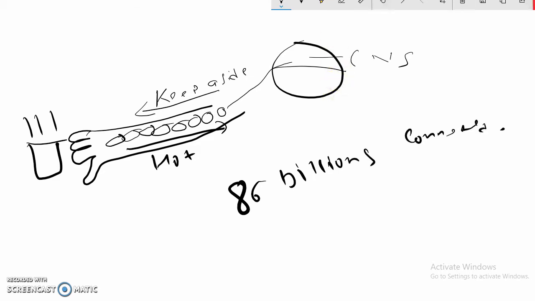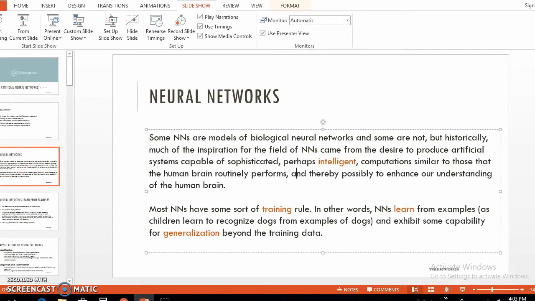So 86 billion nerve cells are already connected, and they work with certain rules and processes, and this generalization comes from a particular training set. So what we are doing with neural networks is that a lot of structures are defined, and the same process is given to our algorithm so that it can come to know how to process a particular paradigm and way of doing things.